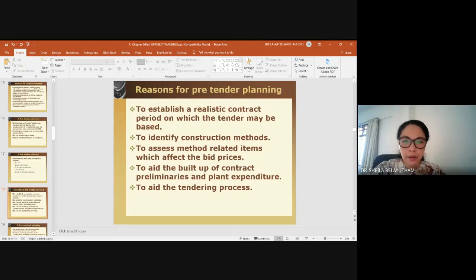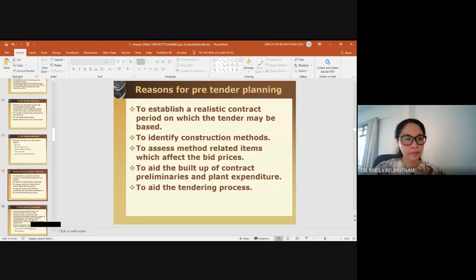And it aids in the tendering process. This stage is basically for assisting the tendering contractor to place a bid. So far, any questions?